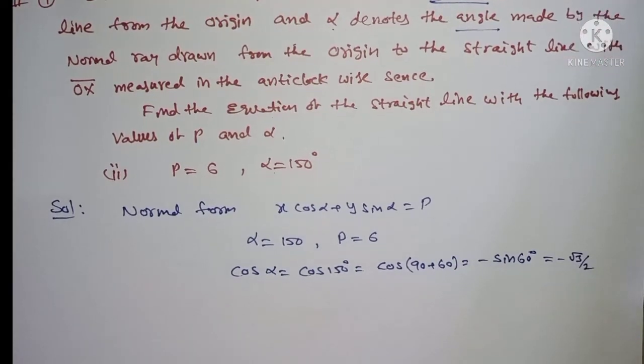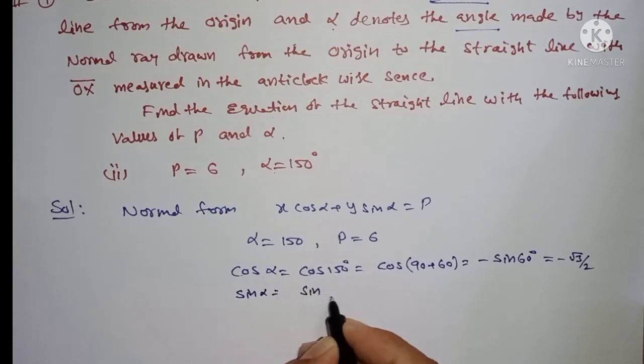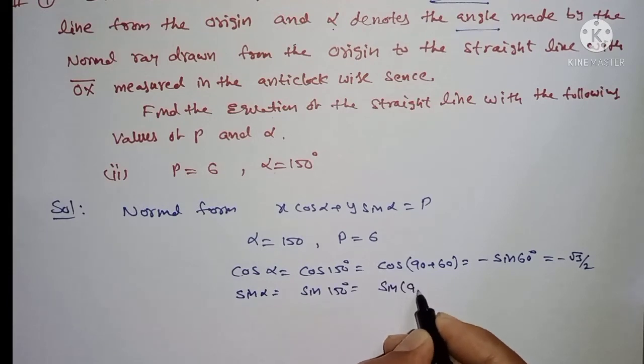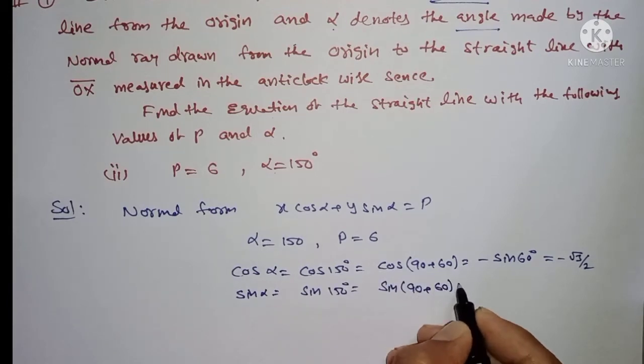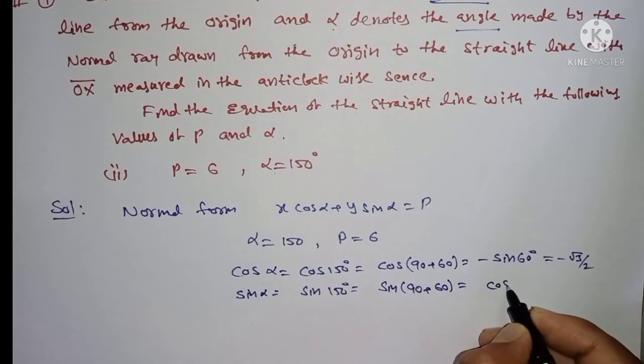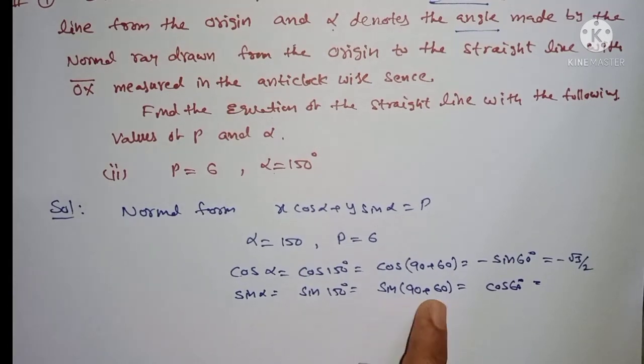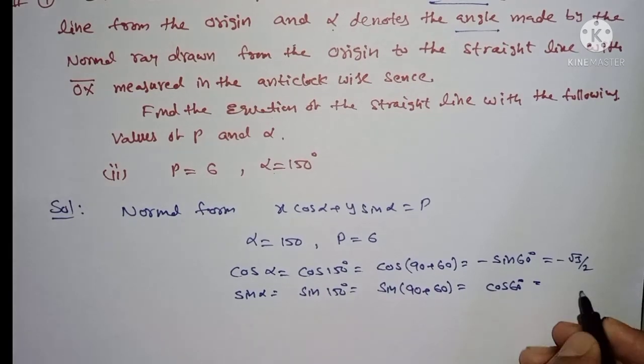In the same way, you can find sin alpha. Therefore, sin of 150 degrees is sin of 90 plus 60. Sin 90 will be changed to cos 60, theta is as it is. Cos 60 is nothing but, it is 90 plus theta, second coordinate, sin must be plus only, therefore cos plus only. This is 1 by 2.